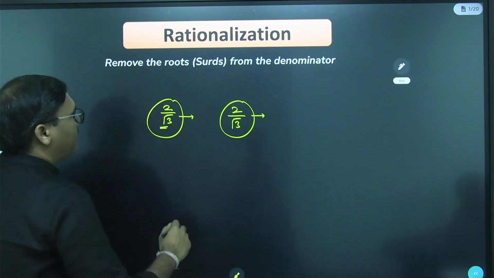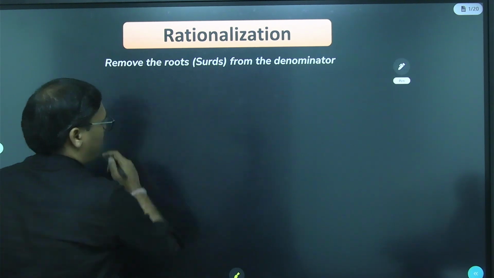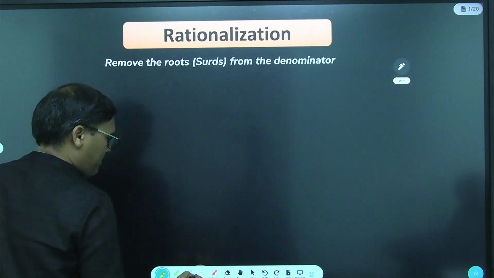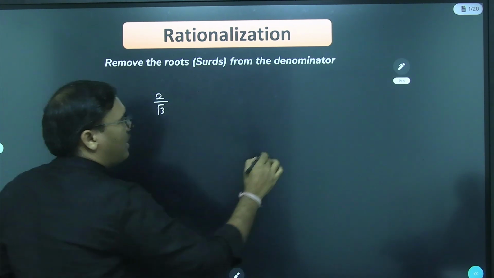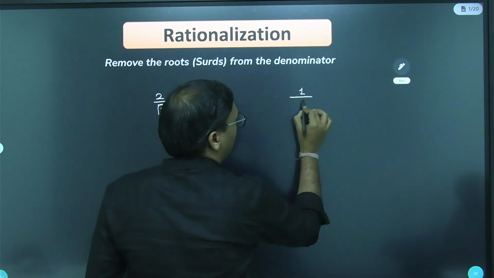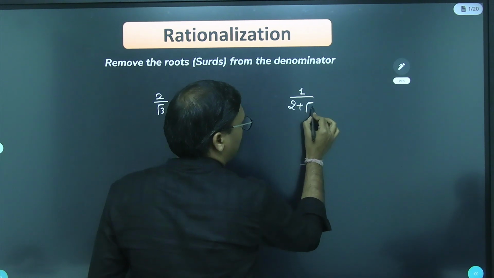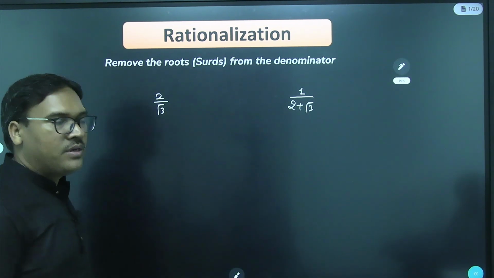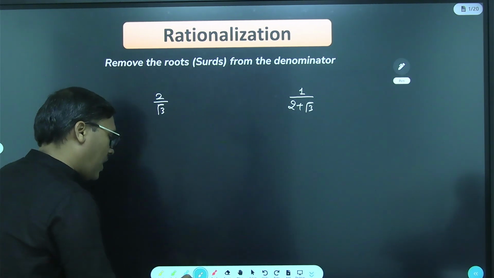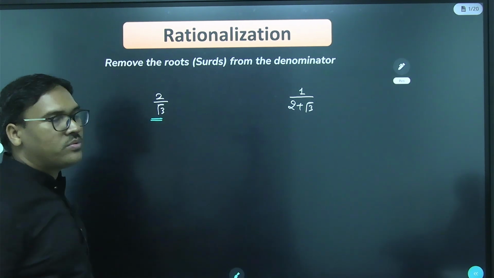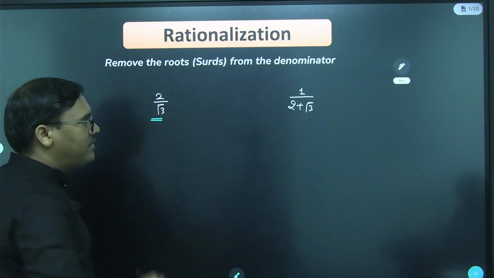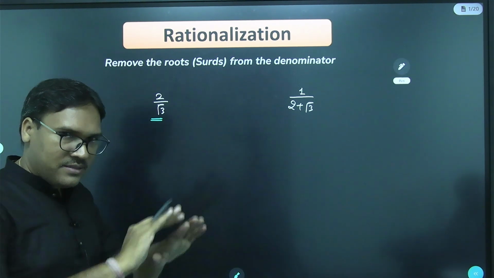Now, there can be different types of surds in the denominator. For example, 2 by root 3 is one type of surd, or I can have, let us say, 1 upon 2 plus root 3. How you convert these types of numbers to a rational denominator, we will discuss separately.